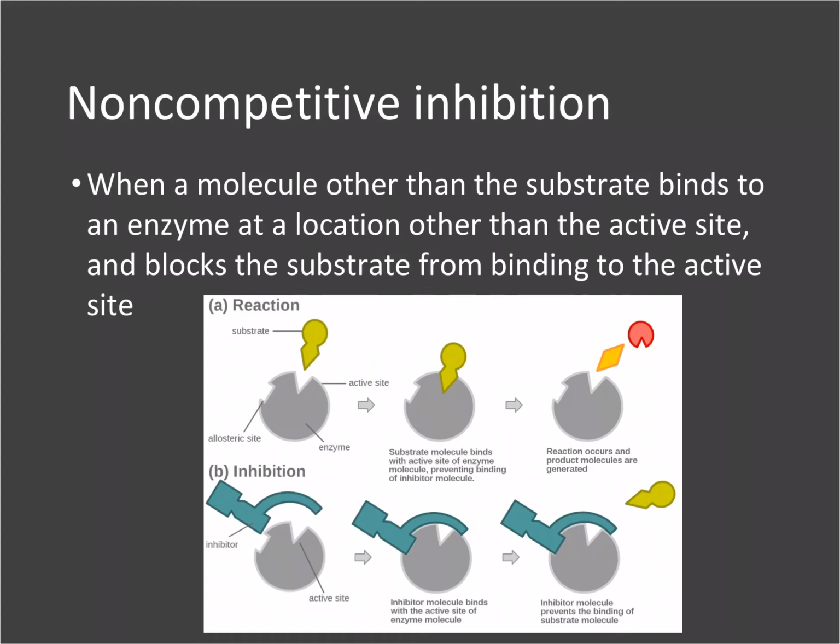Non-competitive inhibition has the same outcome as competitive inhibition in that the enzyme is not able to access the substrate to catalyze the reaction. However, it's accomplished in a slightly different way. So non-competitive inhibition occurs when a molecule other than the substrate binds to an enzyme at a location that's not the active site, but it still blocks the substrate from binding to the active site. So when we say a molecule other than the substrate, this would be our inhibitor.